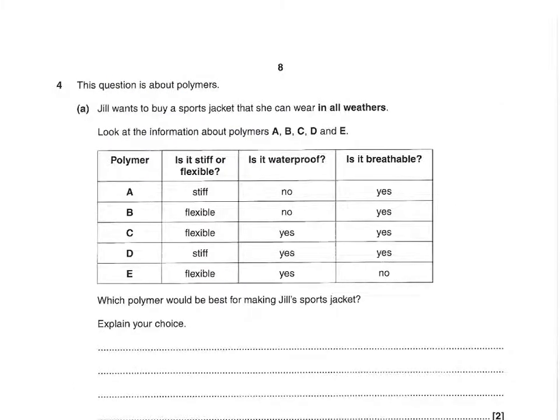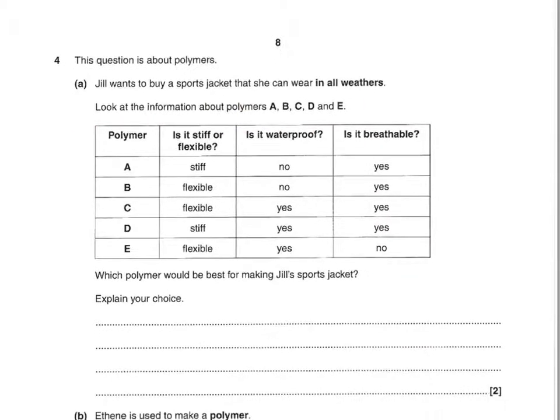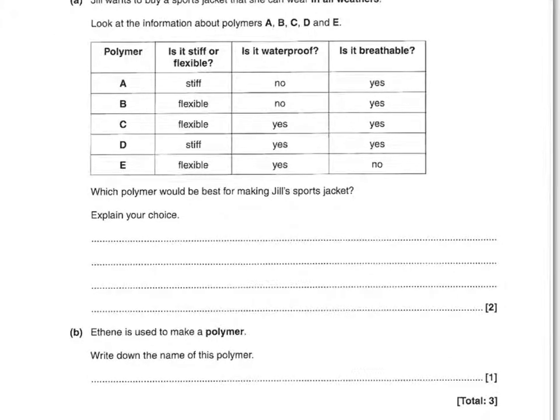This question is about polymers. Jill wants to buy a sports jacket that she can wear in all weathers. Look at the information about polymers A, B, C, D and E. Which polymer would be best for making Jill's sports jacket? Explain your choice. So you must say first C, but that won't get you a mark. To get the 2 marks, you've got to say because it's flexible, waterproof and breathable. All those 3 things for those 2 marks.